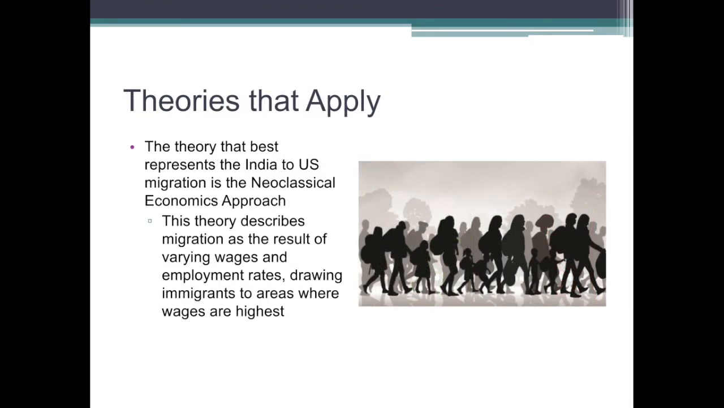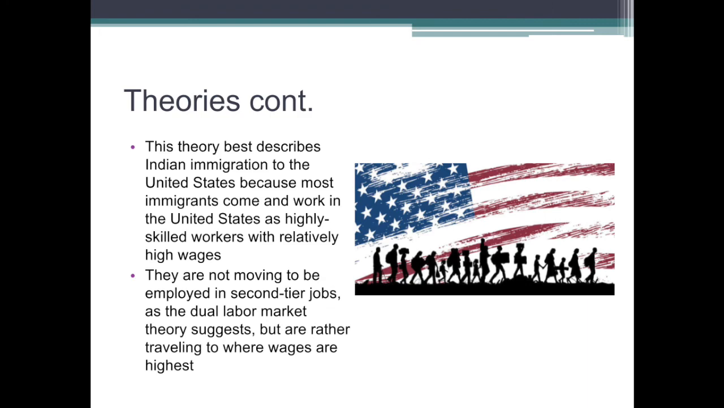Many theories have been suggested to explain why migration occurs. Of these theories, the one that most accurately depicts the migration of Indians to the United States is the neoclassical economics approach. This theory says that migration occurs in response to fluctuating markets and people move to areas where wages are highest. The neoclassical economics approach best describes the migration of Indians to the United States, because most Indians are looking for jobs that have the highest wages.